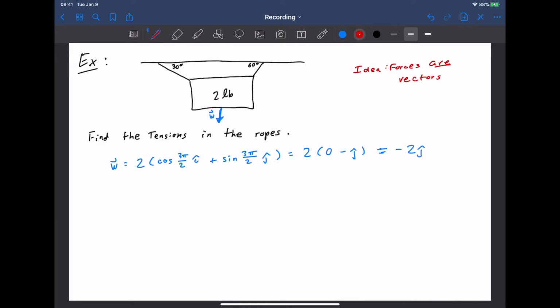Now the tensions are forces in the rope. Okay. We have 2 tensions to worry about. We're going to have tension 1 over here and tension 2 over here on the right.